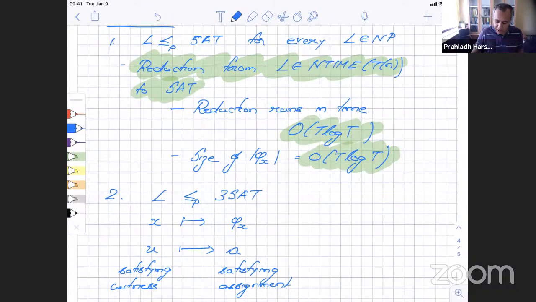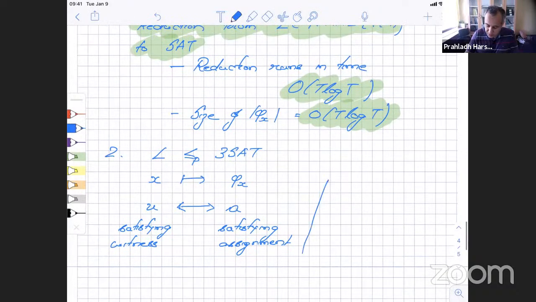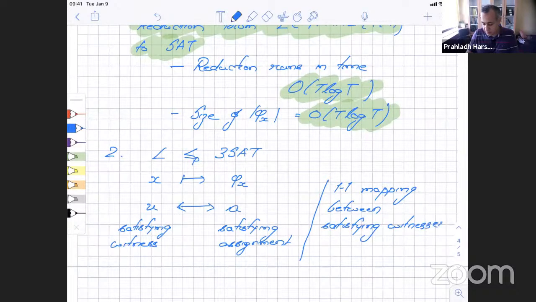But I want to say, actually, it goes the other direction also. I give you a satisfying assignment, you can pull out a satisfying witness. Every satisfying assignment corresponds to a satisfying witness. In fact, there's a one-to-one correspondence. This proof is not only a mapping between instance to instance, it's a mapping between satisfying witnesses to satisfying assignments. In fact, this reduction is a one-one mapping between satisfying witnesses of x and satisfying assignments.